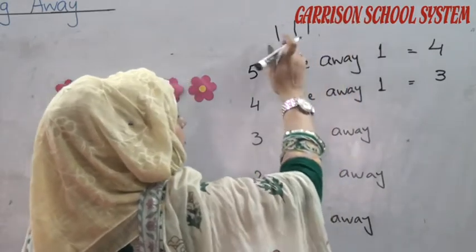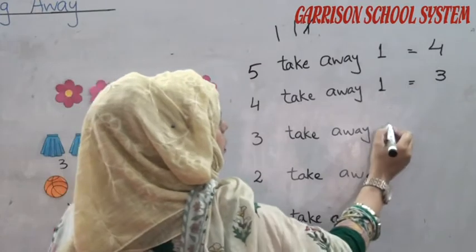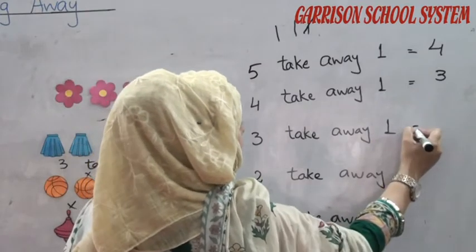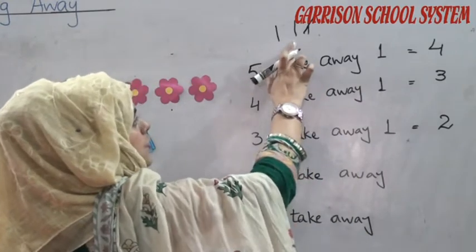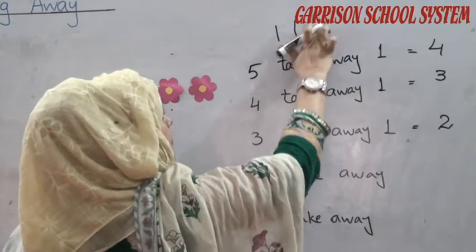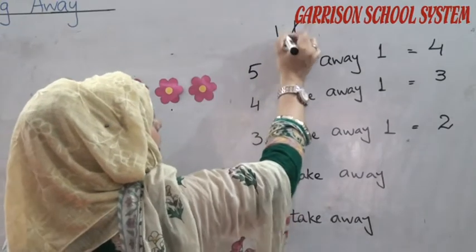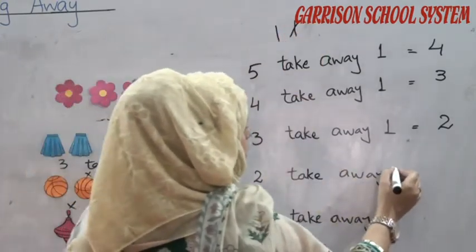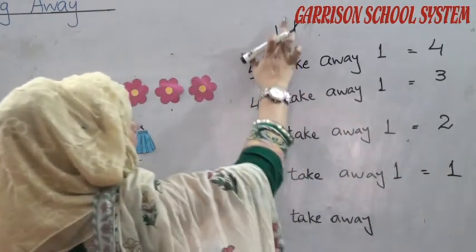Now we have 3 and we take away 1. So we will be left with 2, right? 1 and 2. So now we will move towards the 2. We will be left with 2 counters. We cross 1, we take away 1. We will be left with 1 counter.